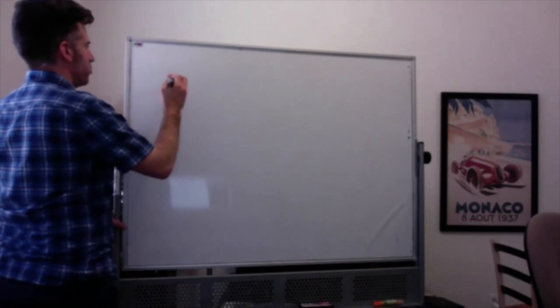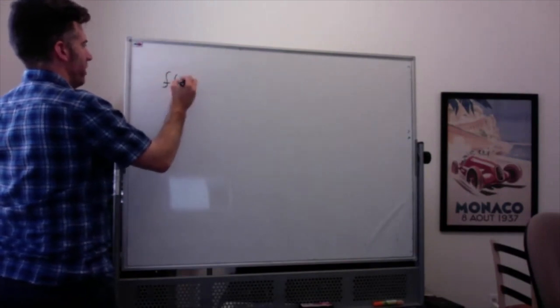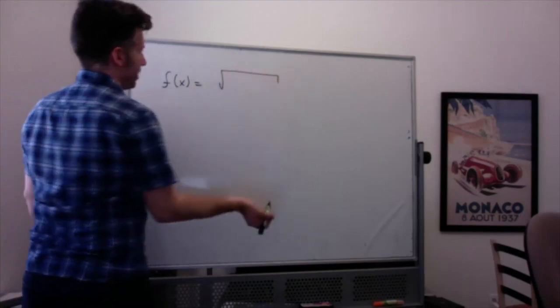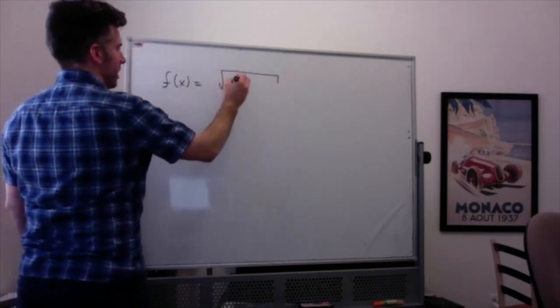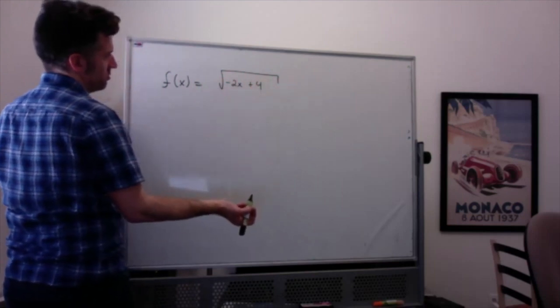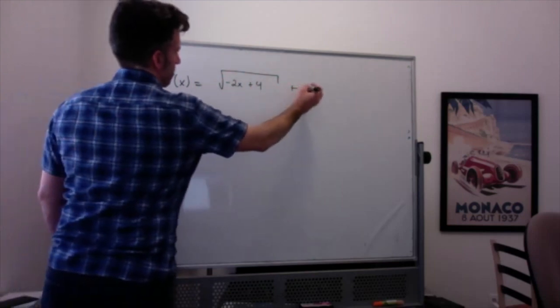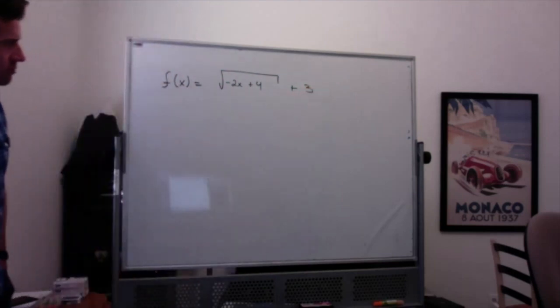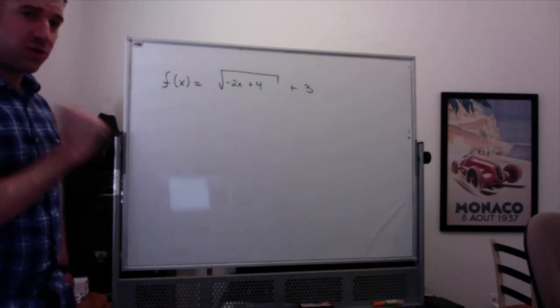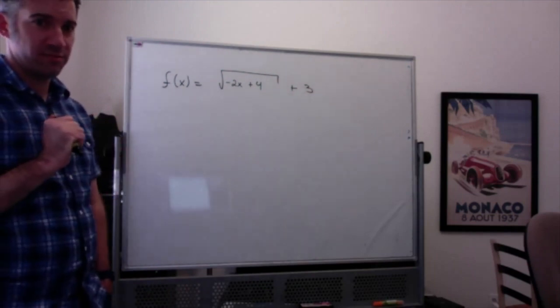So let's say we have f of x equal to the square root of negative 2x plus 4, plus 3. All right. Horizontal shift. Left or right?